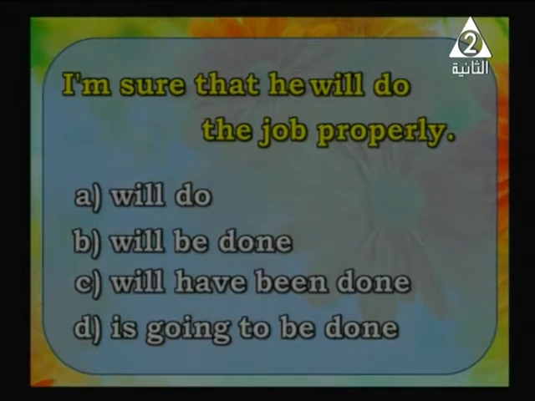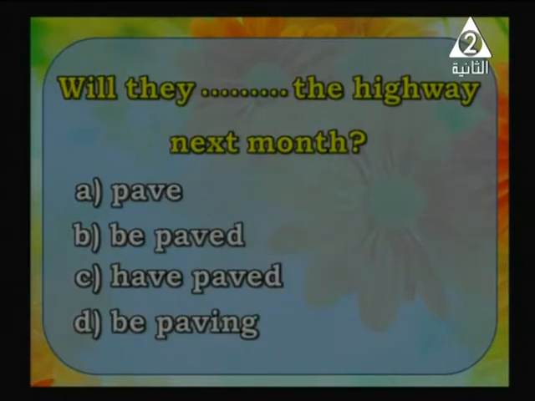Of course, it's clear he is the subject, so anything with be for the passive form won't work. So letter B won't work, D won't work, and neither will letter C. The only one that works is will do, because it's an action that will take place in the future and it's active as well. Will they pave the highway next month?